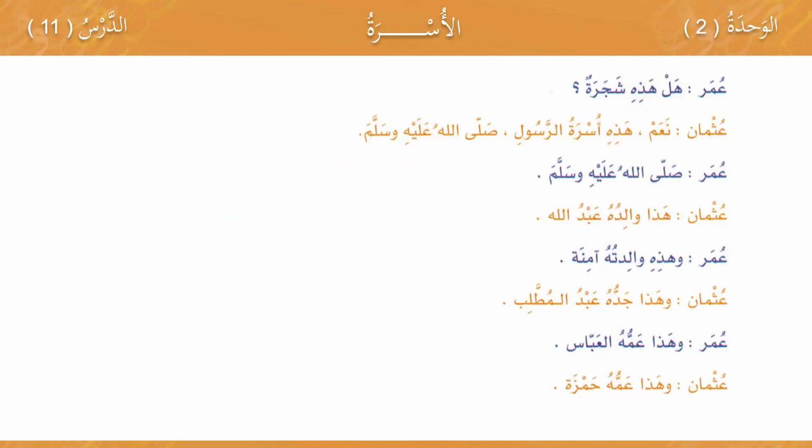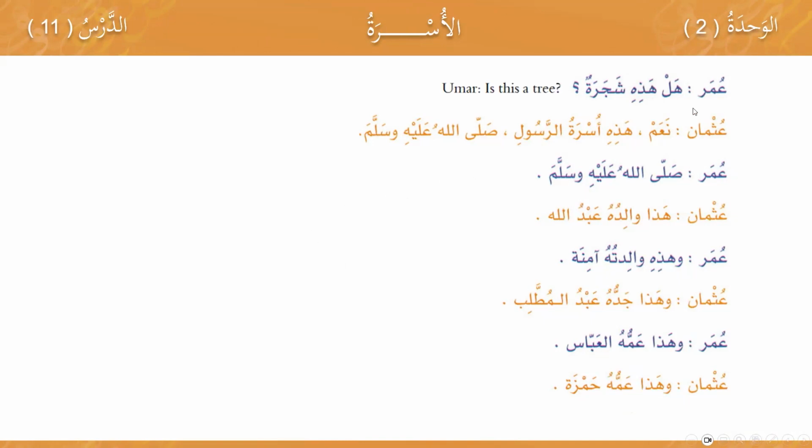Al-usratu, al-hiwar al-thani, now we have dialogue 2. Umar: هل هذه شجرة? First, I would like you to repeat with me, and then we will look at the translation. هل هذه شجرة؟ عثمان: نعم، هذه أسرة الرسول صلى الله عليه وسلم. عمر: صلى الله عليه وسلم. عثمان: هذا والده عبد الله. عمر: وهذه والدته آمنة. عثمان: وهذا جده عبد المطلب. عمر: وهذا عمه العباس. عثمان: وهذا عمه حمزة. Now let's look at the translation.